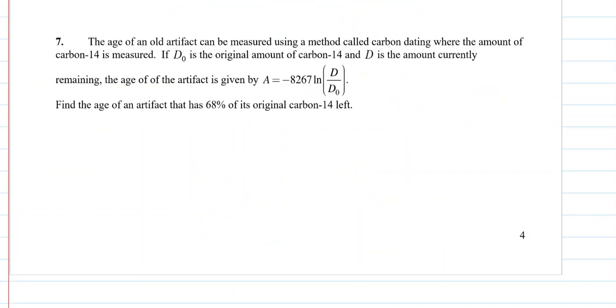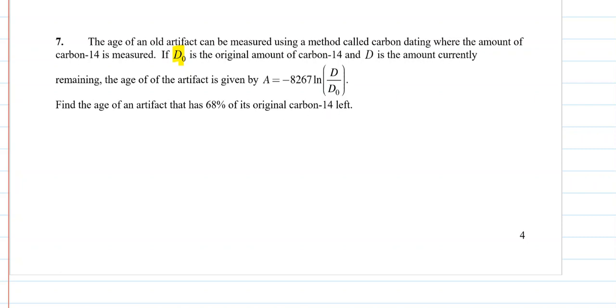Let's look at a quick application of logarithmic functions. The age of an old artifact can be measured using a method called carbon dating, where the amount of carbon-14 is measured. If D, we call this D sub 0, or sometimes you hear it called D naught, is the original amount of carbon-14, and D is the amount currently remaining, the age of the artifact is given by this function. Find the age of an artifact that has 68% of its original carbon-14 left.